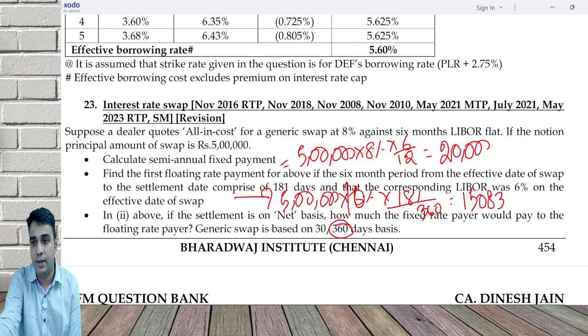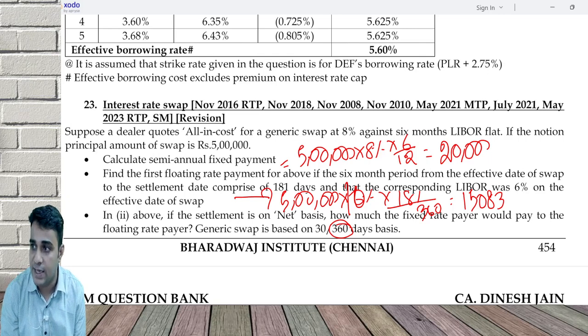I have to pay you 20,000. You have to give me 15,083. What will we do? Instead of me paying you 20,000 and you paying me 15,083, I say don't pay me 15,083, I'll give you 4,900. That is what net settlement is. What is net settlement?